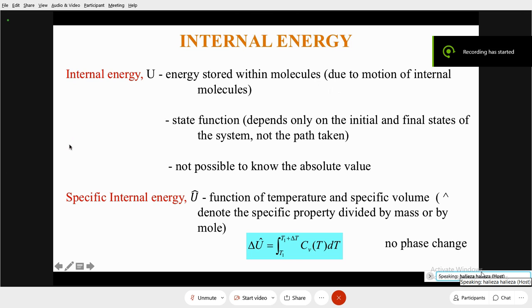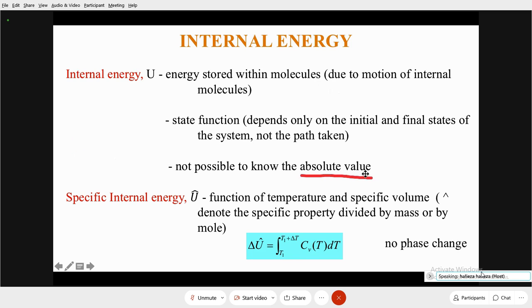It's not something that you can calculate directly. As is shown here, you will get a different value. You will not be able to get an absolute value. You will get delta U, only delta U.